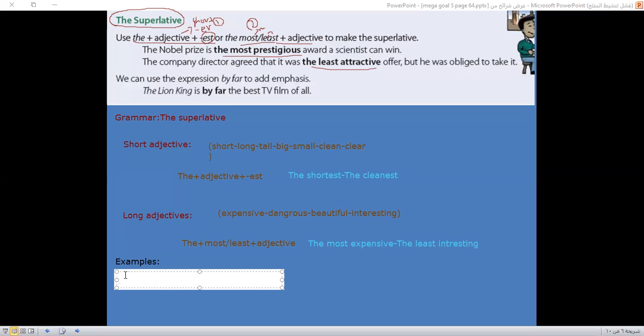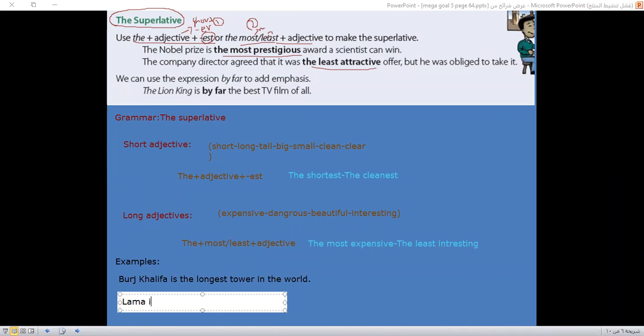Your examples. Burj Khalifa is the longest tower. Burj Khalifa, I hope I'm writing it correct, is the longest, very good, longest tower in the world. Yes, Manar? Lama is the tallest student in our class. Lama is the tallest. Which Lama? Rajih. Oh, mashallah, tabarakallah. Lama is the tallest student in our class.